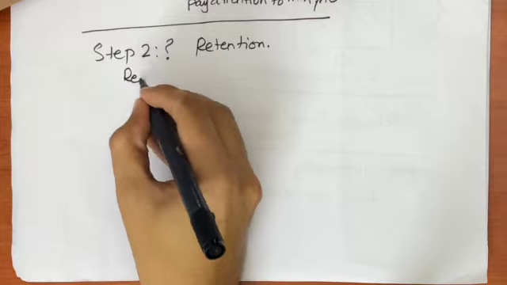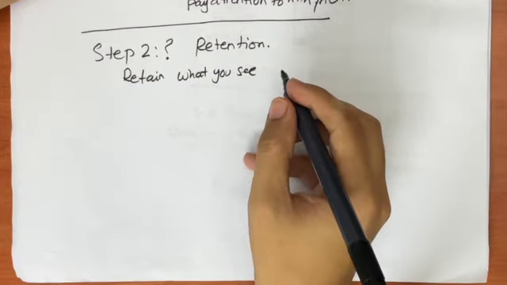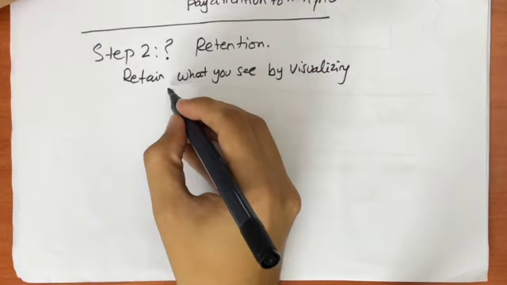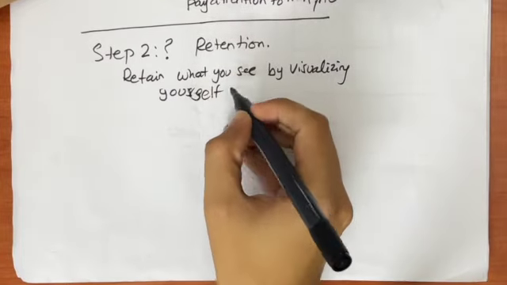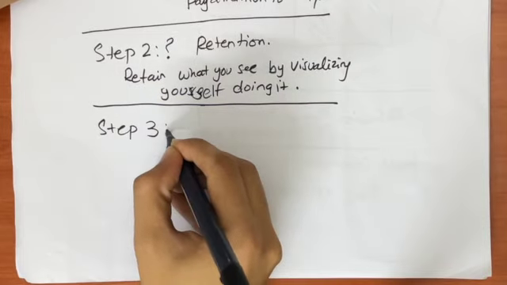Then step two is all about retention. So you retain whatever you see by visualizing yourself doing it as well. And the big advantage over here is for the visual learners because they're easily able to do it. Step three is very important.